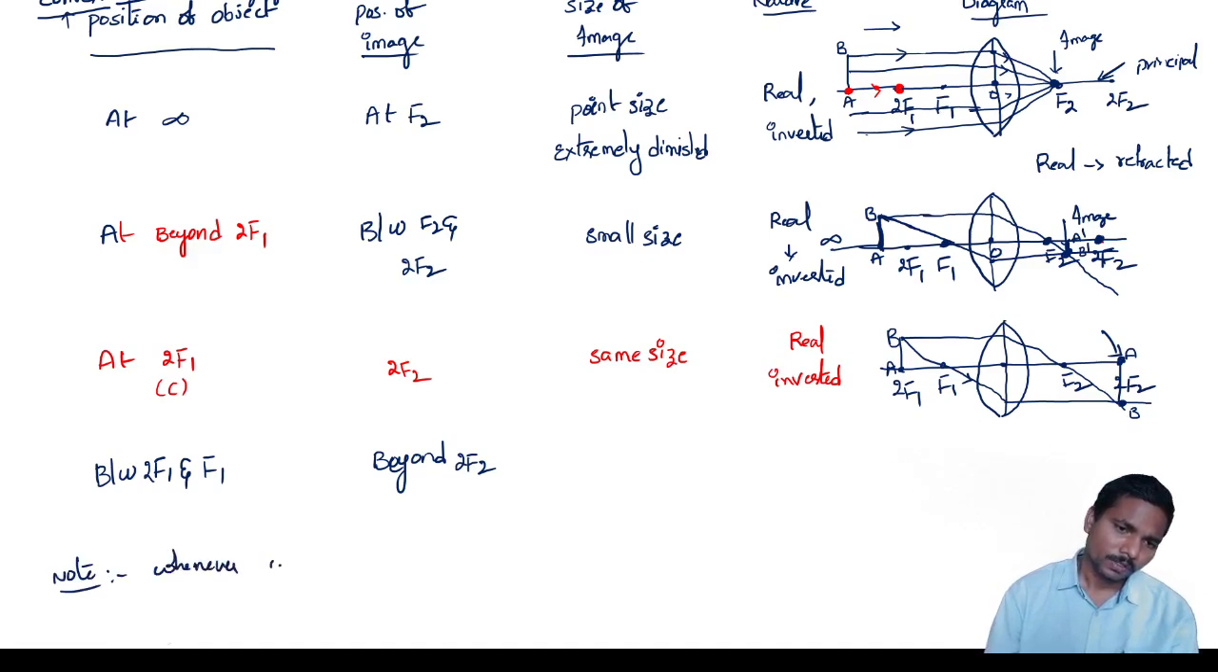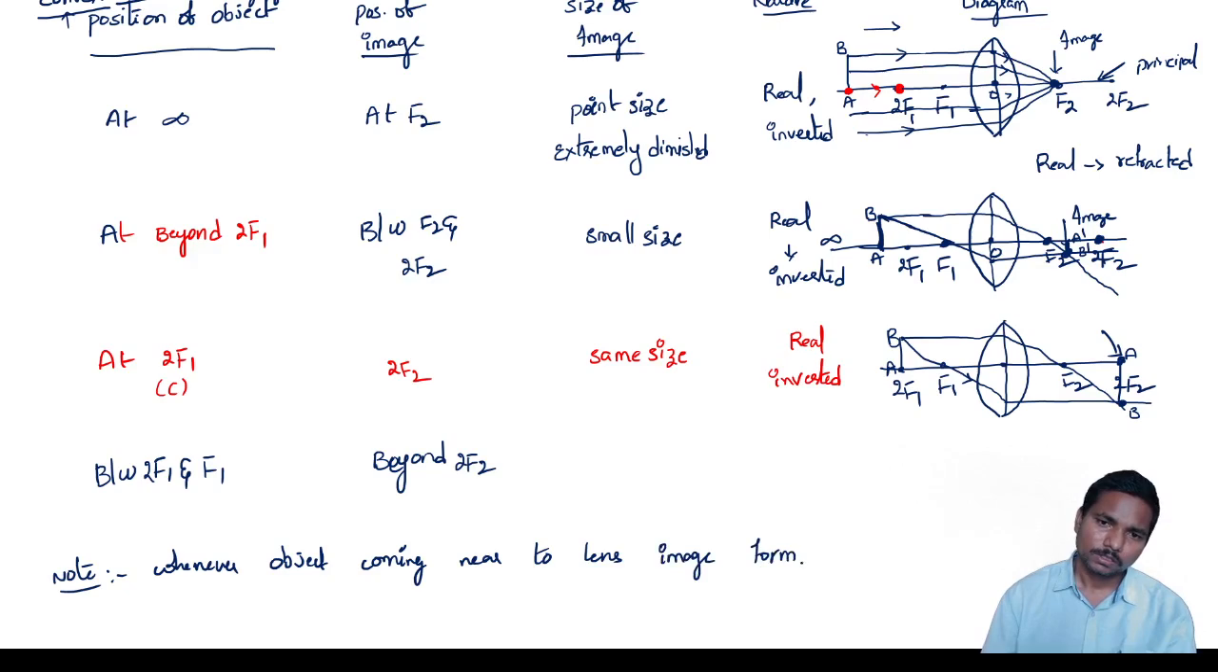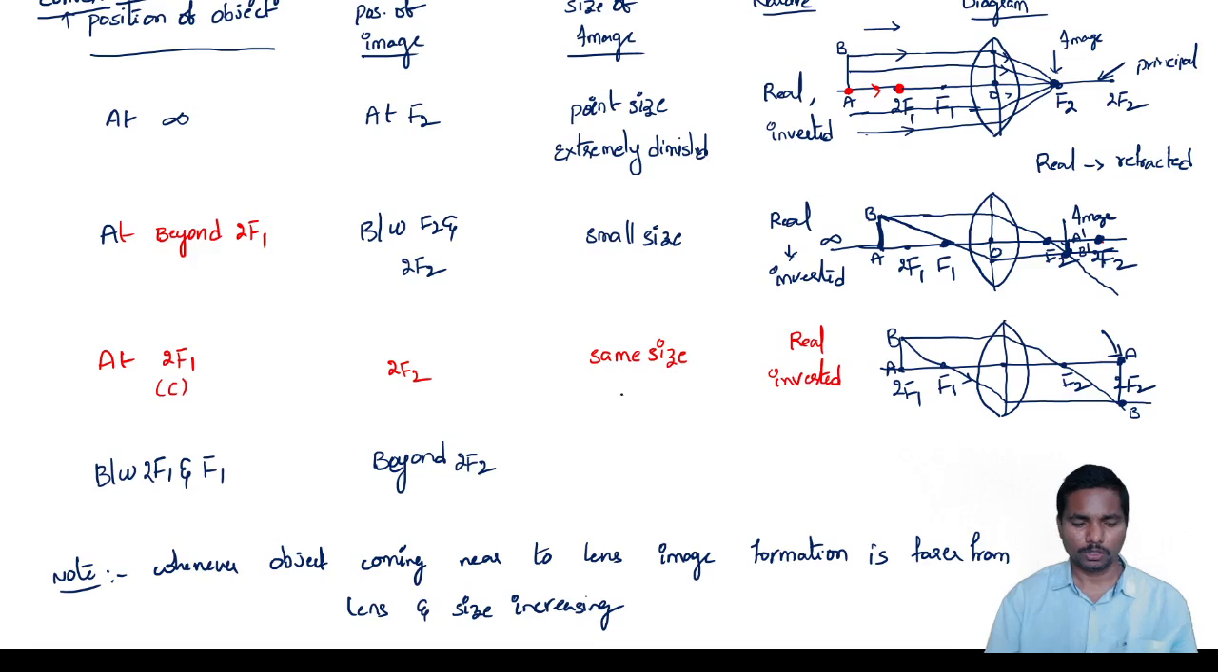Whenever the object is coming near to the lens, the image formation is farther from the lens and the size is increasing. So from the same size it increases to magnified, real and inverted. I'm not drawing the diagram again. I will give the table in the PDF.